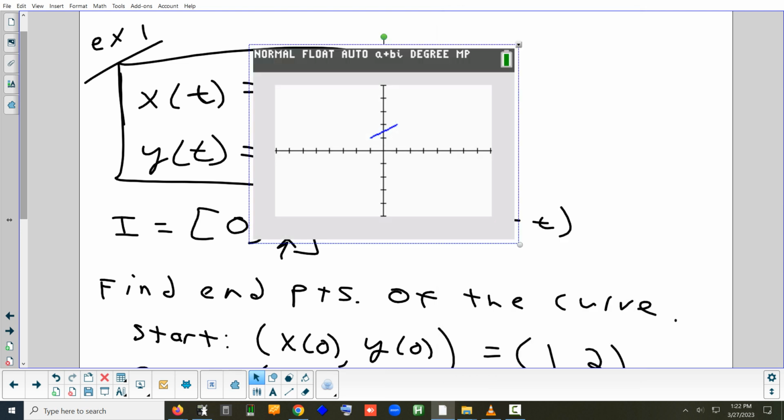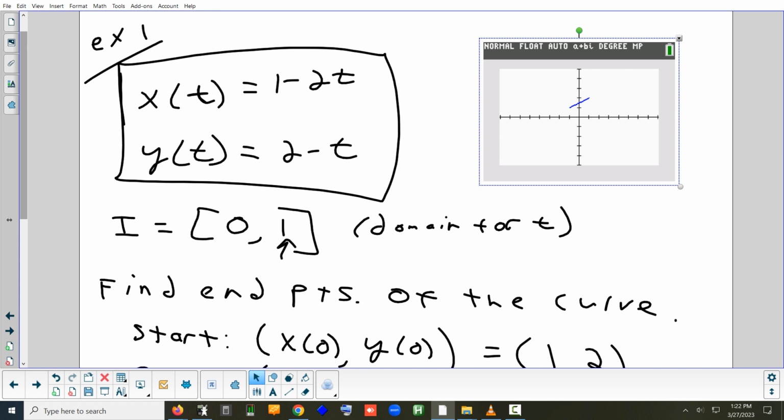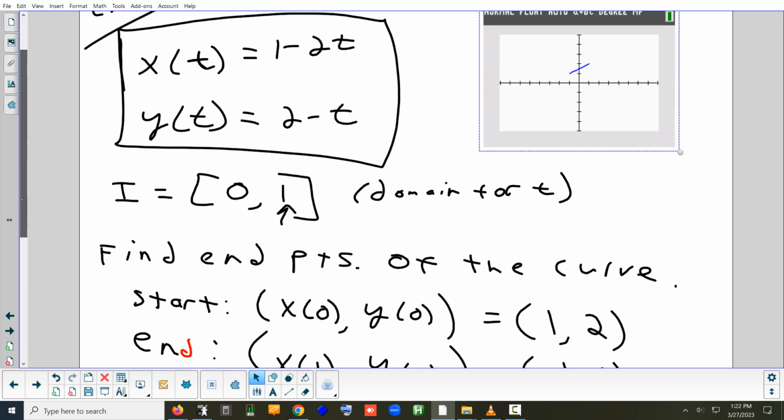Okay, so let's just keep that for a second. That's what your sketch looks like. Any question on finding the start point and the stop point?